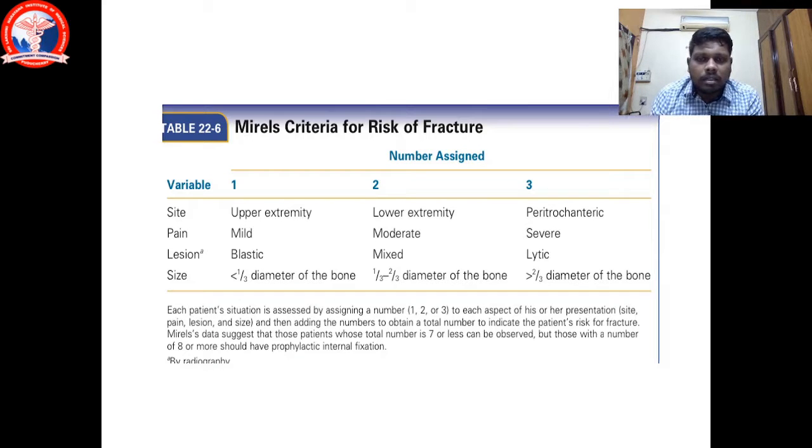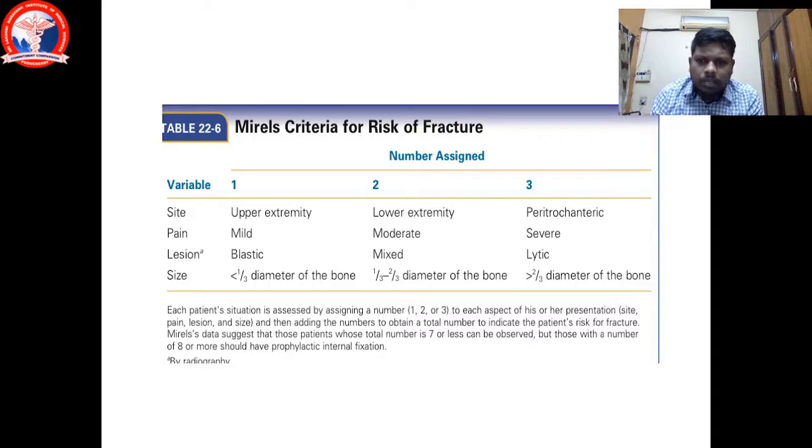So there is Mirels' criteria for fracture risk assessment. It tells you when to operate prophylactically. There are four variables, and the score is given as 1, 2, 3. For site: upper extremity scores 1, lower extremity scores 2, and the peritrochanteric region scores 3. For pain: mild pain scores 1, moderate pain 2, and severe pain 3. For lesion type: blastic scores 1, mixed 2, and lytic 3. For size: less than 1/3 of the bone diameter, 1/3 to 2/3 of the diameter, and more than 2/3 of the diameter.